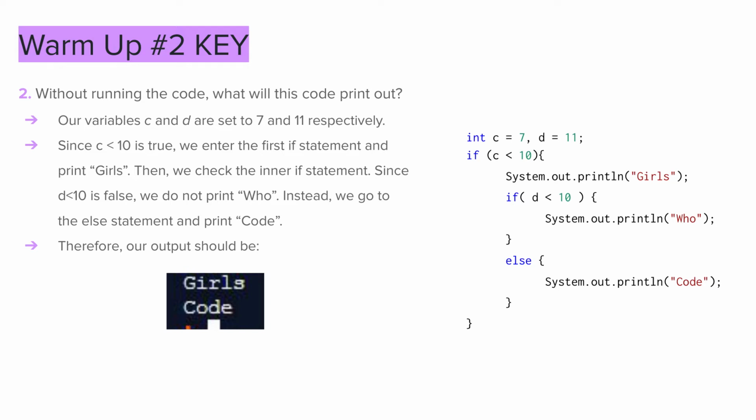Then the second if statement, which is nested inside the first one, checks whether D is less than 10. It's equal to 11, so the code inside of it will not run, meaning that the word who will not be printed out. However, there is an else statement attached to this if statement, so its code will run, printing out the word code.